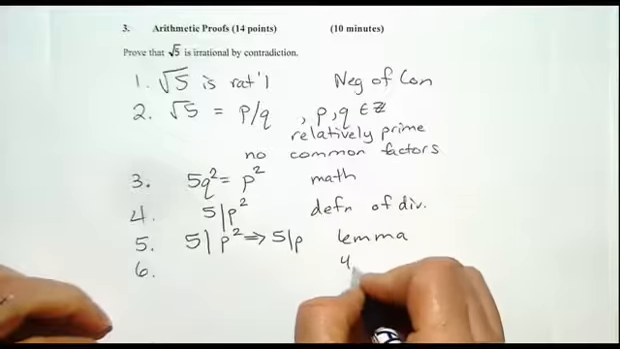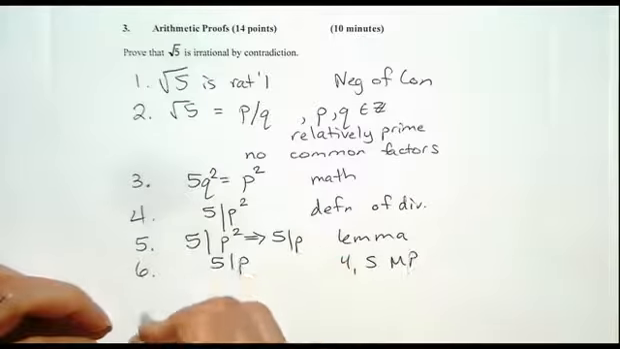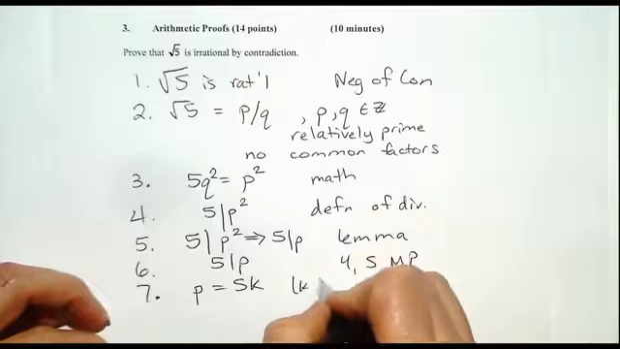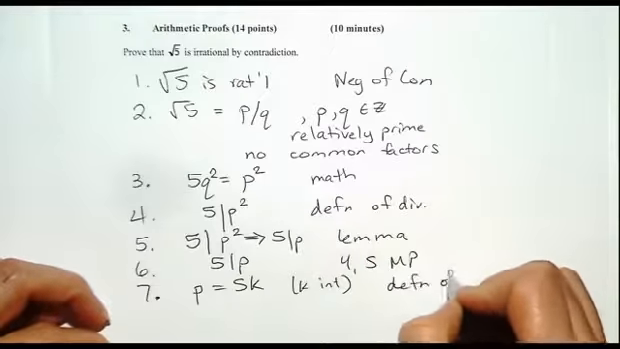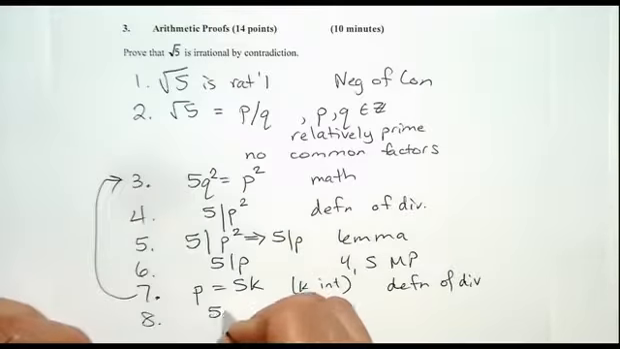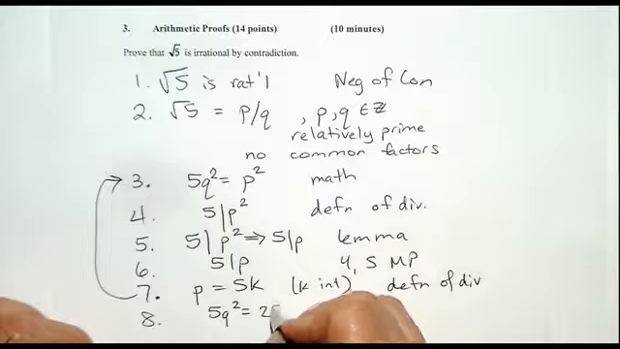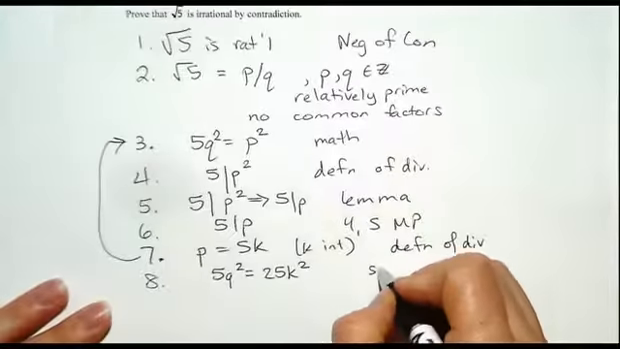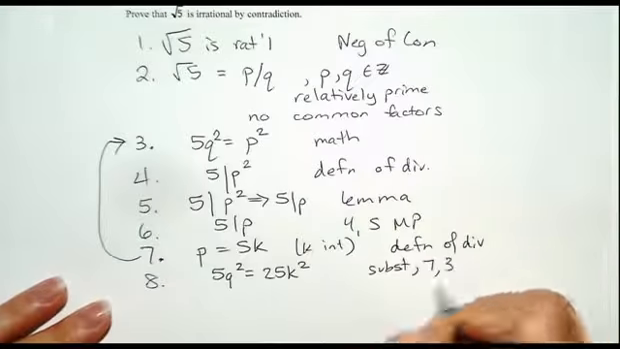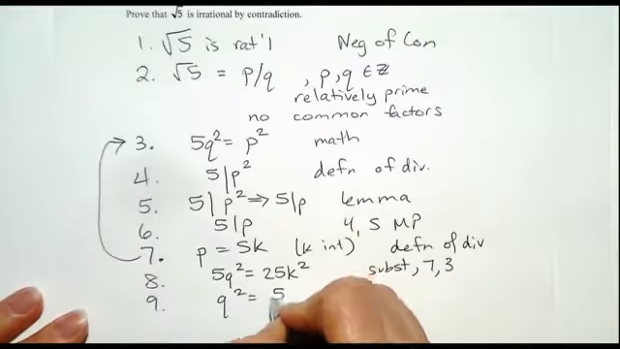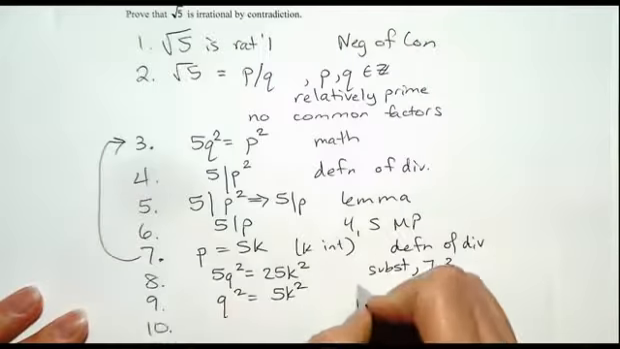Okay, so now I can use modus ponens with 4 and 5 to get that 5 divides P. If 5 divides P, then P is equal to 5 times some integer K. That's the definition of divisibility. Now, I'm going to plug this back into my equation on line 3 and get that 5Q squared equals 25K squared. So I have to square P to get that. So that was substitution with lines 7 and 3. So now I get Q squared equals 5 times K squared just by dividing out a 5.